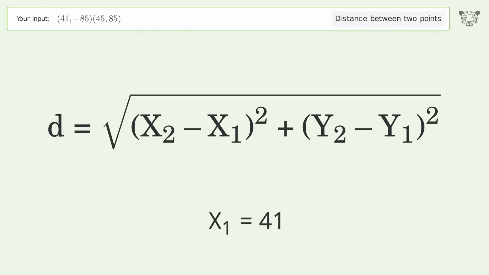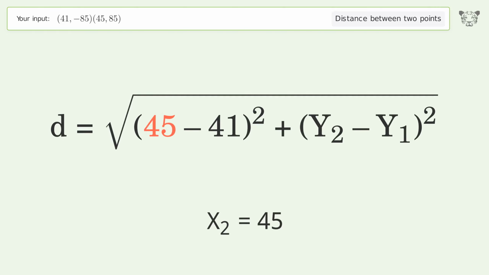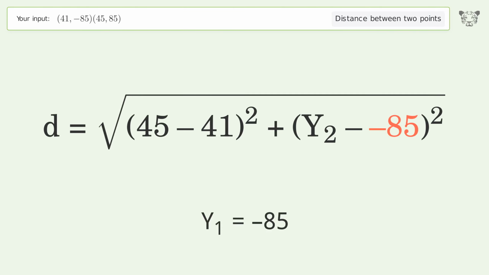x1 equals 41. x2 equals 45. y1 equals negative 85. y2 equals 85.